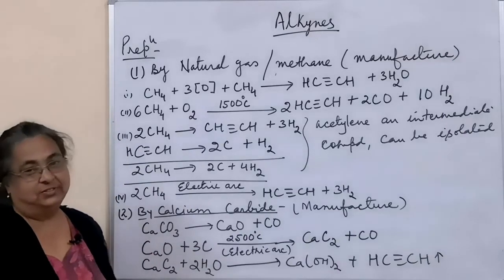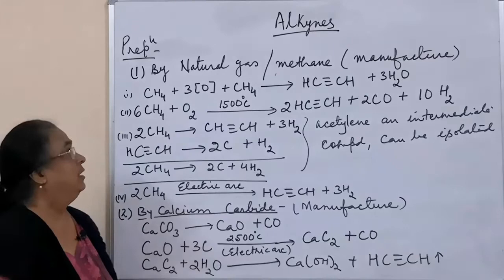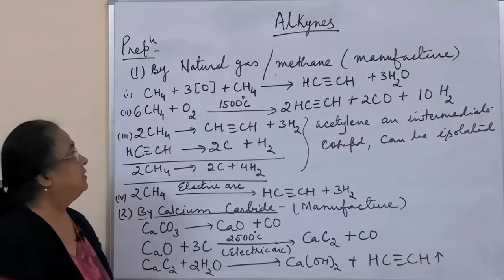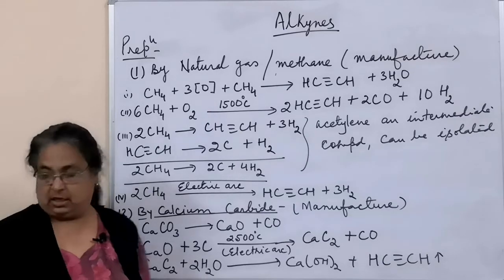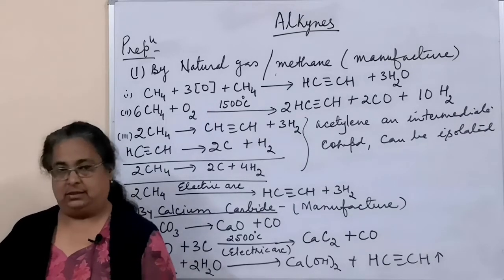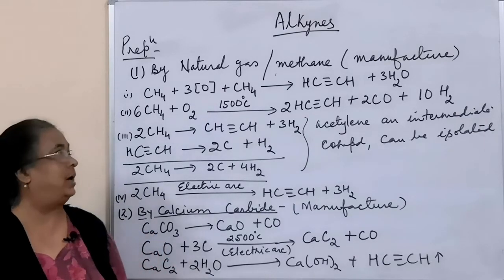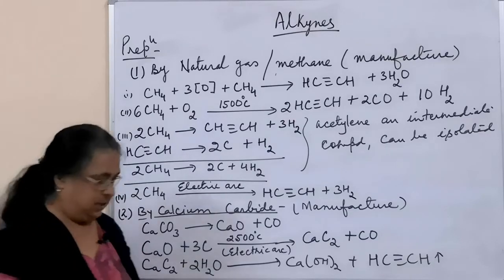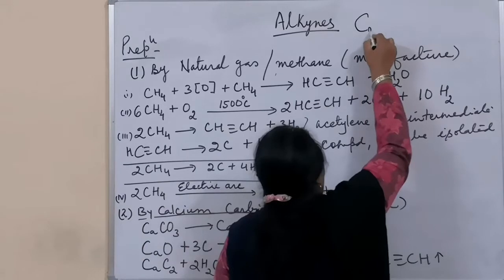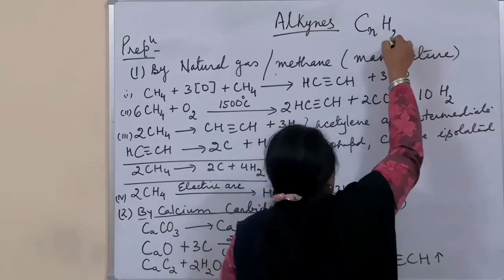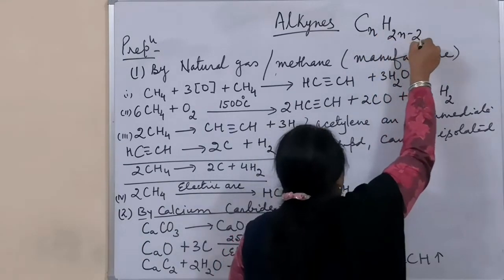We'll continue organic chemistry. The next chapter is the alkynes. You have already done alkanes and alkenes. Alkynes are another kind of unsaturated hydrocarbons, and you know that the general formula is CnH2n-2.